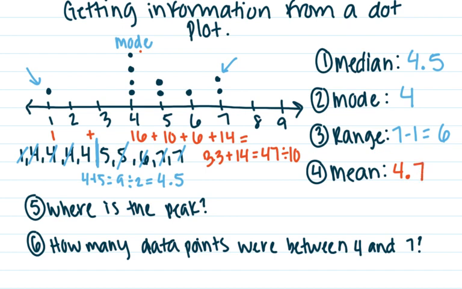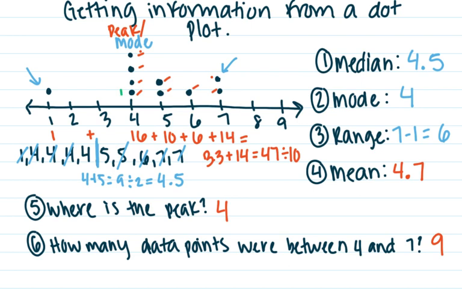And then they can ask you other questions like, where is the peak? Well, remember, this mode here is also known as the peak. So the peak is at 4. They may ask you how many data points are between 4 and 7. So you would count the dots. There's 1, 2, 3, 4, 5, 6, 7, 8, 9. So there's 9 data points in between 4 and 7. That's a cluster, by the way.